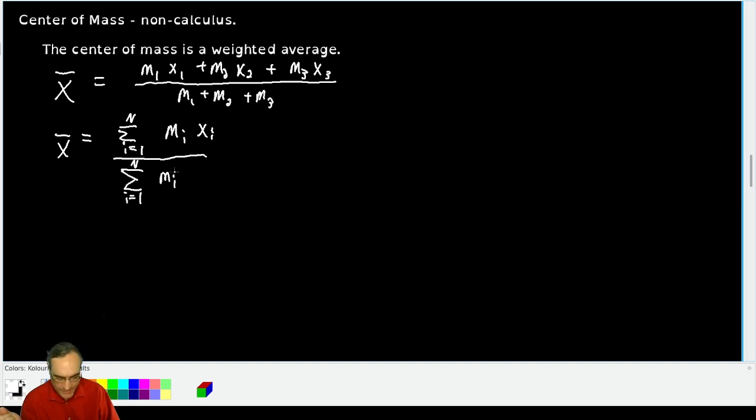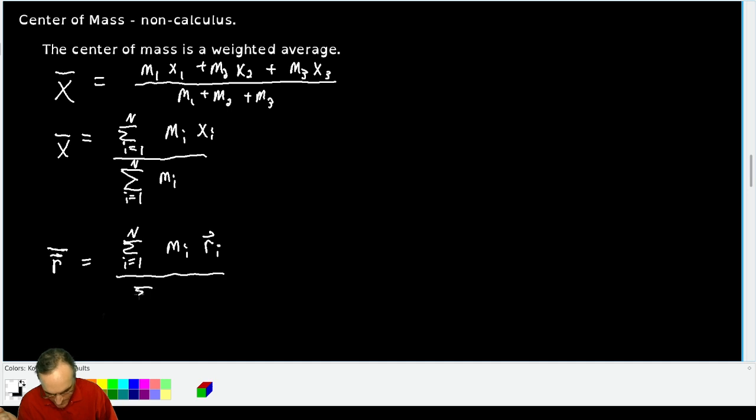You could write the exact same kind of equation out for the y direction as well, but it might be best, since we're really into vectors in this class, to just write the r vector with a bar on top for the center of mass, and it would be a summation from i equals 1 to n of m sub i times r vector sub i, all over a sum from i equals 1 to n of m sub i.